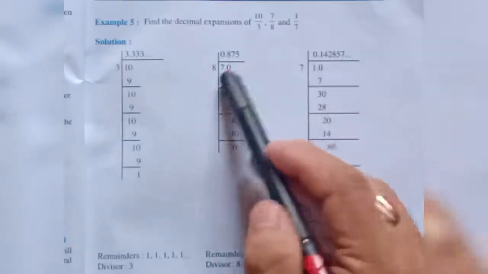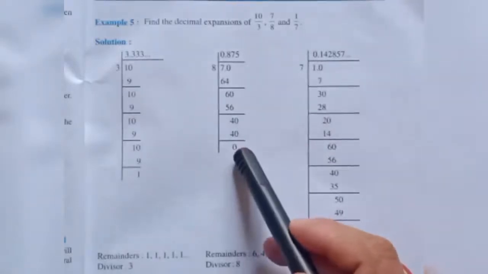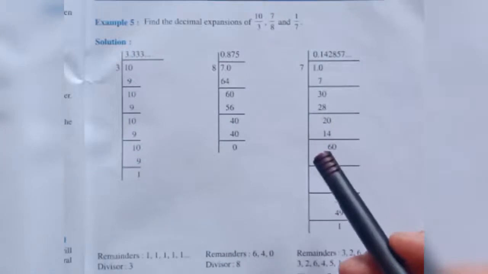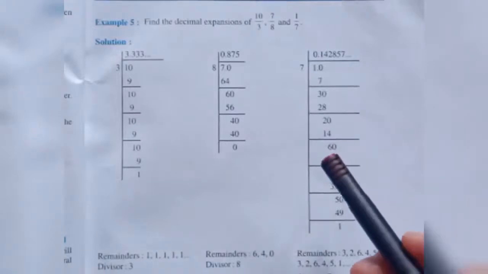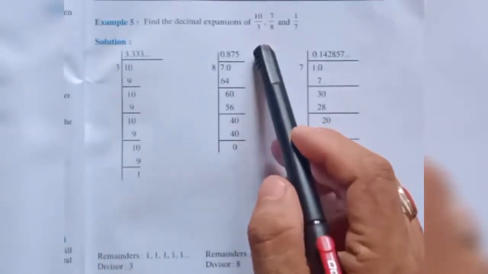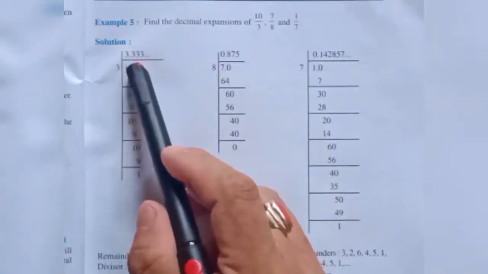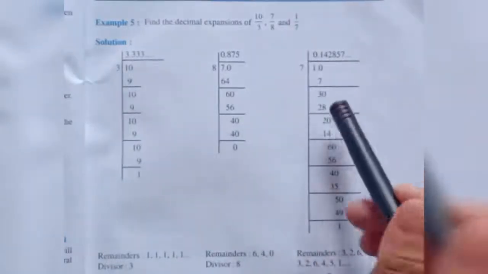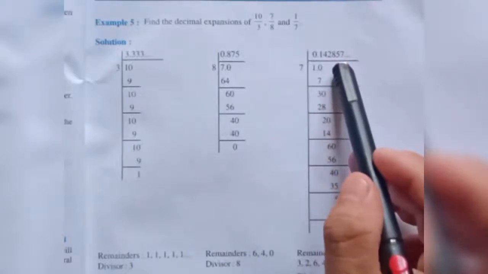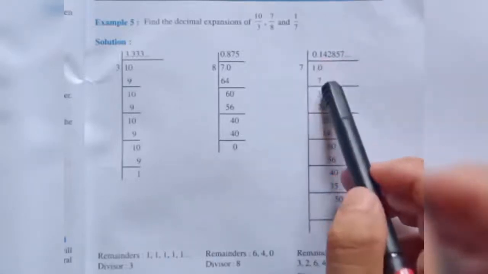By observing this, we notice that either the remainder becomes 0 after a certain stage, or the digits after the decimal point start repeating themselves, as in the case of 10 by 3 and 1 by 7. In the case of 10 by 3, the repeated digit is 3. Here the digit 3 repeats itself again and again after the decimal point. And in the decimal expansion of 1 by 7, the repeated block is 142857, which repeats again and again after the decimal point.